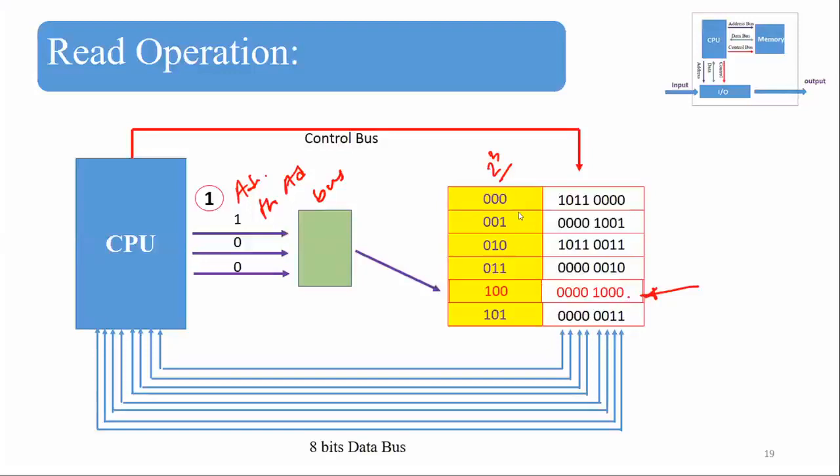Okay, so this will be selected. Secondly, the control bus will send the signal. So first, the address bus will send the address, then the control bus will send the signal that I want to read something from the memory. So first the address is sent by the CPU to the memory and selected, then the signal gives the read command, and thirdly, after getting that command from the control bus, the data will go to the CPU.